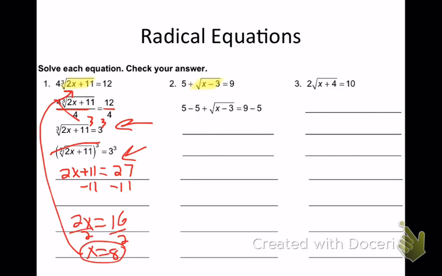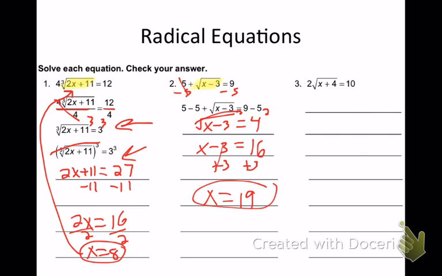Now number 2. Again, first off, I always want to get my radical alone first. So how am I going to move the 5 to the other side? I'm going to have to subtract it. So I have the square root of x minus 3 equals, what's 9 minus 5? 4. So the square root of x minus 3 equals 4. What undoes the square root? Somebody say it, yeah? Square. Square both sides. Cancels. x minus 3 equals, what's 4 squared? 16. Next I'm going to add 3. x equals 19.